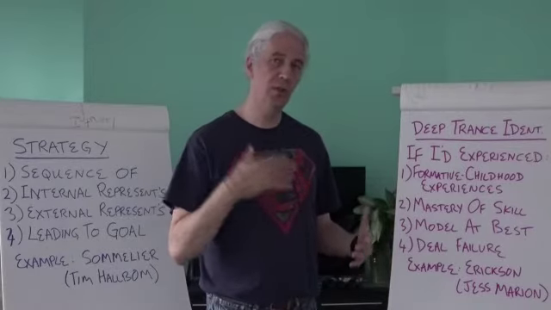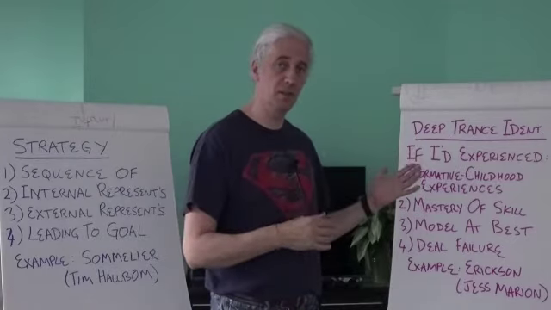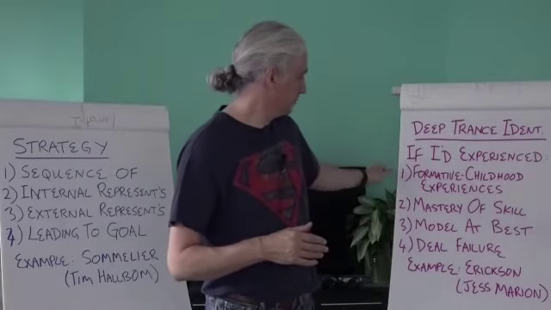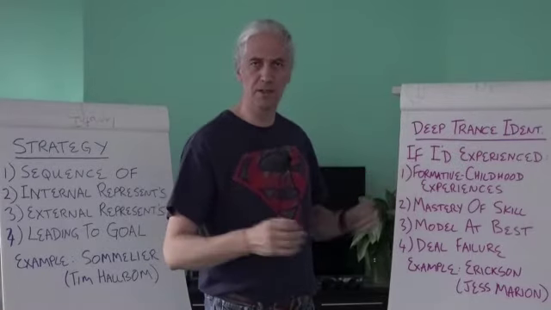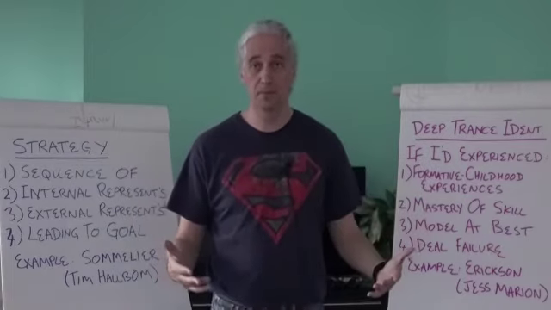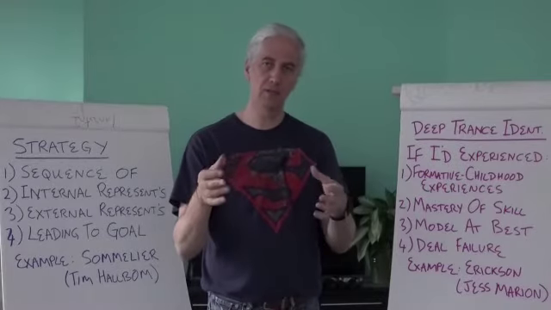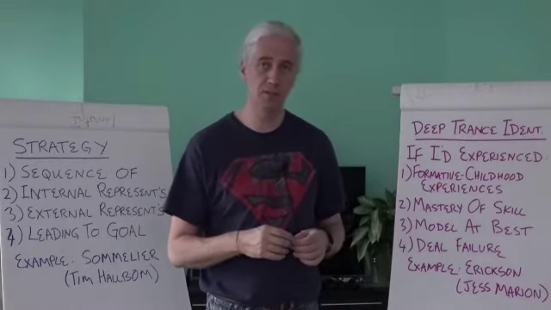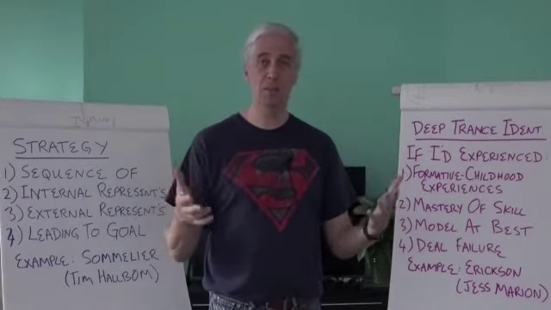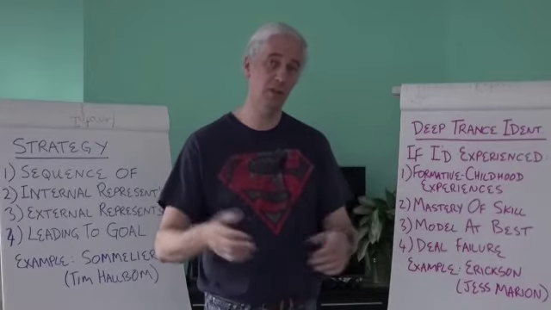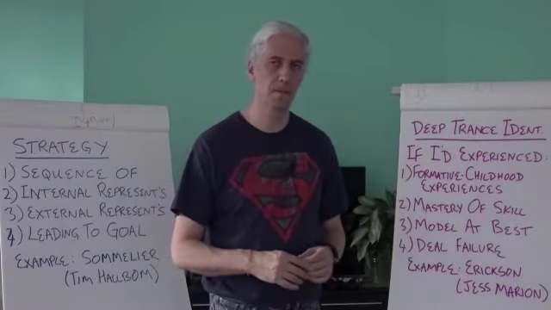So in our approach to deep trance identification, we're looking essentially for 4 types of experiences. The first type of experiences are the formative or the childhood type of experiences where the model was growing up. What did they learn as a child? And that's why the aspect of regression is so important in terms of deep trance identification, because we want to go back and we want to experience, at least in part, some of the childhood experiences of the model, those experiences that really formed who they were as a person.